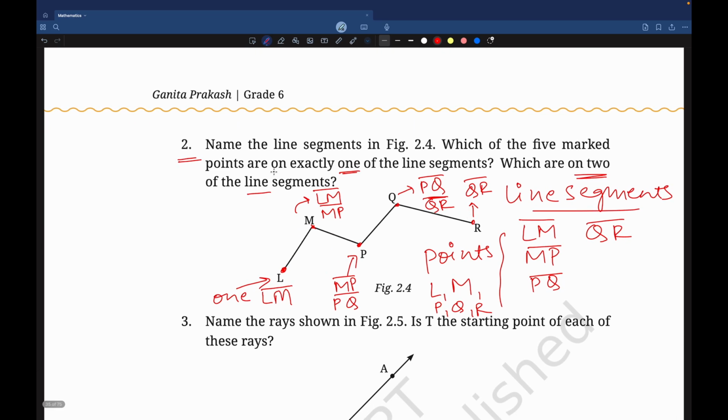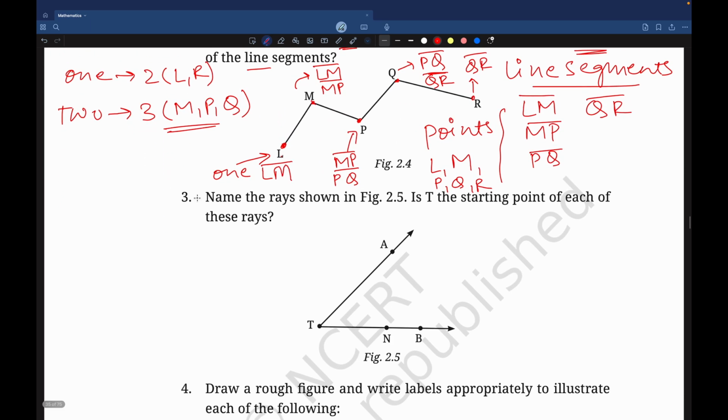So the answer will be points that are on one line segment. There are 2 points that are on one line segment, that is L and R. And the points that are on 2 line segments are, there are 3 points, that are M, P and Q. Now let's solve the next question.